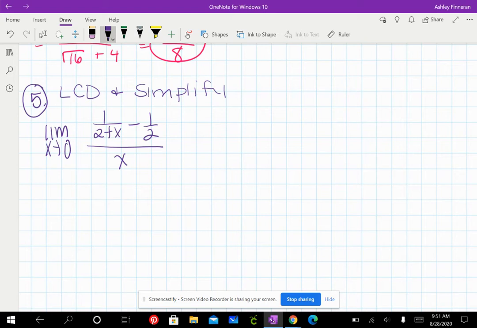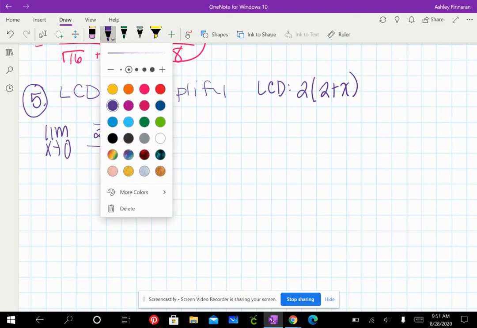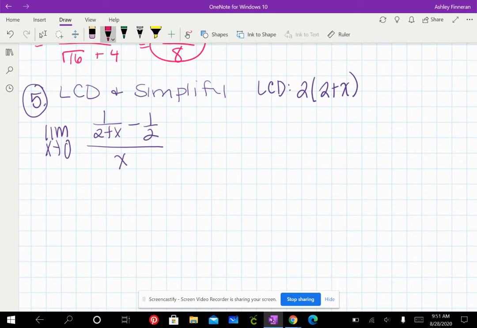So if I look at the numerator, I have 1 over 2 plus x, and I have 1/2, meaning my LCD for this function would have both a factor of 2 and a factor of 2 plus x. So as I am looking at the function, this first fraction right here is missing a factor of 2. So I'm going to multiply the bottom by 2. And in multiplying the bottom by 2, I also need to multiply the top by 2 so that I'm not changing any values. I'm only multiplying by 1.